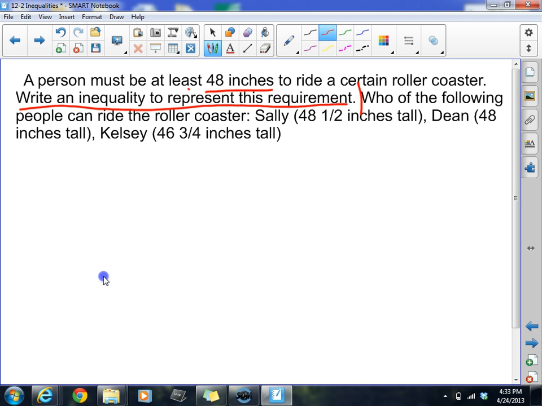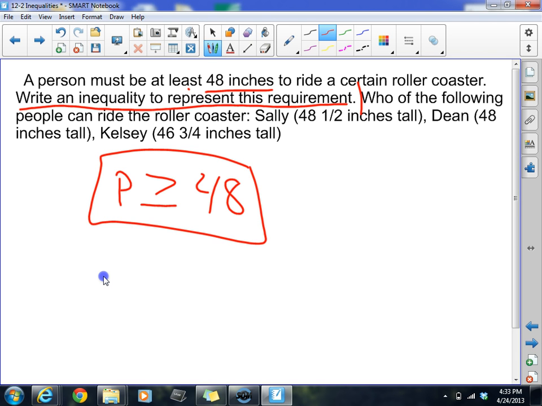So that means it can be 48 or greater than. So it's going to be person greater than or equal to 48 inches. It must be true. They must be 48 inches or they can be higher. So greater than or equal to 48. That's the first part. So that's the inequality to express this requirement.